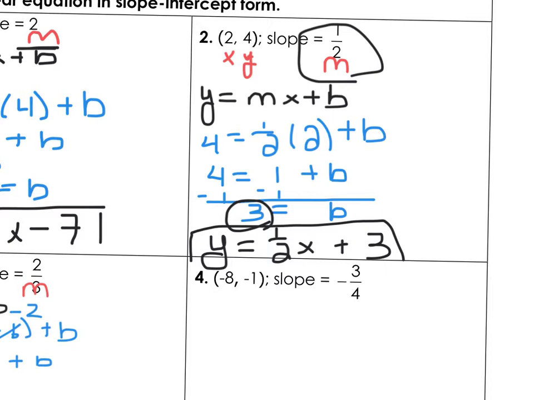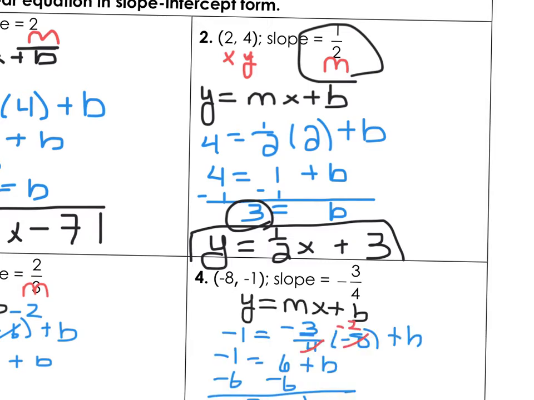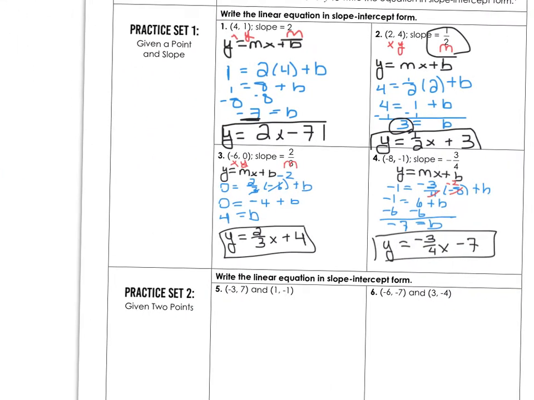Okay, so now we're going to do this last one. And actually, let me give you a second and you give it a go. So go ahead and try it and see if you can get the right answer. Okay, and your final answer should be y equals -3/4 x minus 7. All right, so now let's go over here.